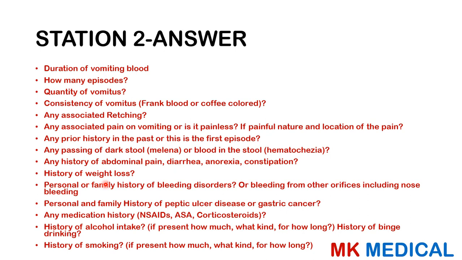Does this patient have a personal history or a family history of bleeding disorders, or do they have any bleeding from other orifices, especially nose bleeding or even prolonged periods, given that this is a woman? Do they have a personal history or family history of peptic ulcer disease or gastric cancer? Are they on any medication that can cause bleeding, such as NSAIDs, ASA, which is aspirin, or corticosteroids?